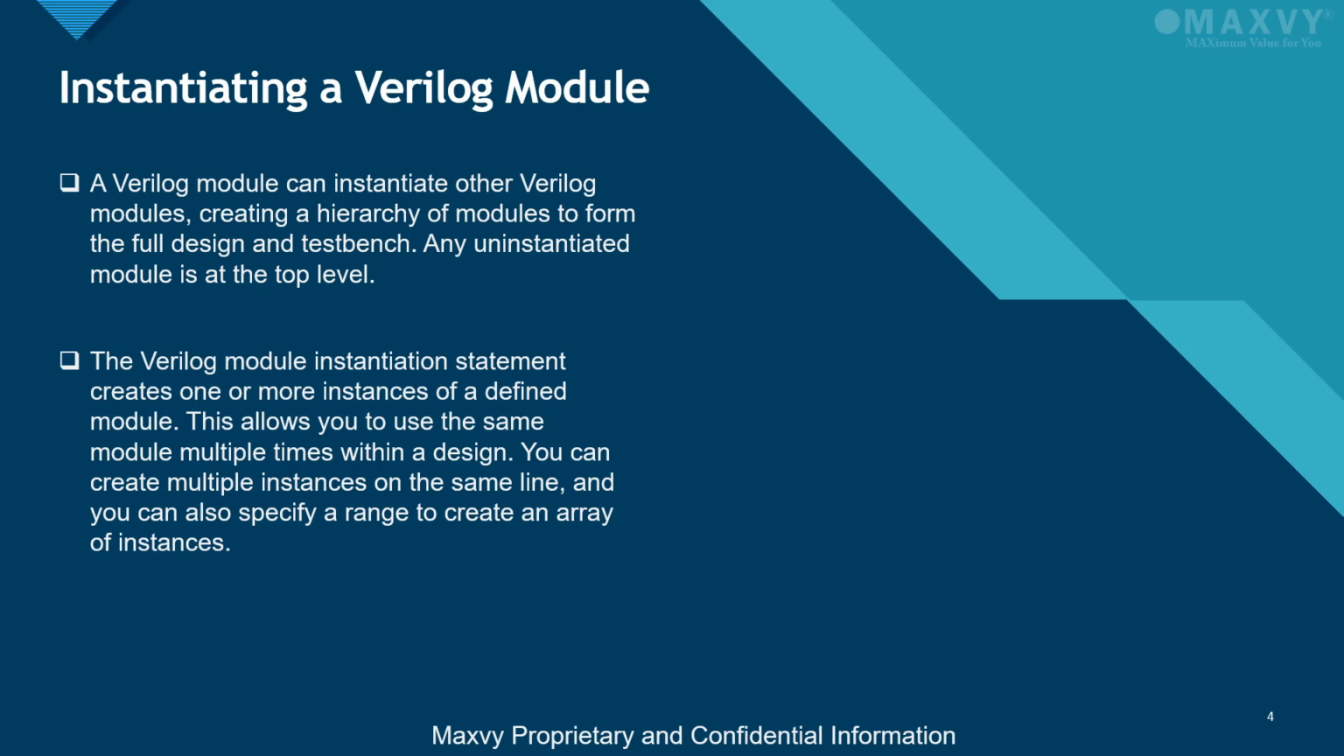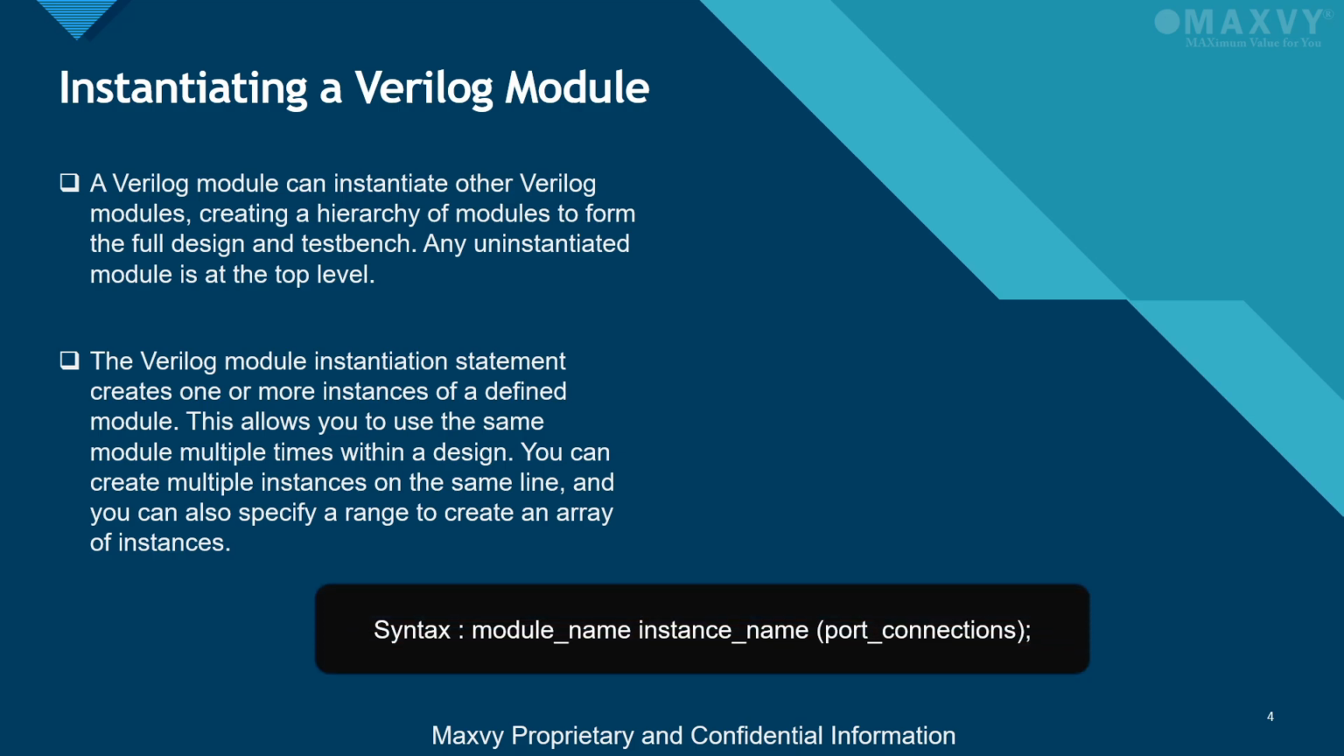The Verilog module instantiation statement allows creating one or more instances of a defined module. This facilitates using the same module multiple times within a design. You can create multiple instances on the same line and specify a range to create an array of instances. Here is the basic syntax for instantiating a Verilog module. You start with the module name, followed by the instance name, and then the port connections. This structure is straightforward and allows for clear, organized code.